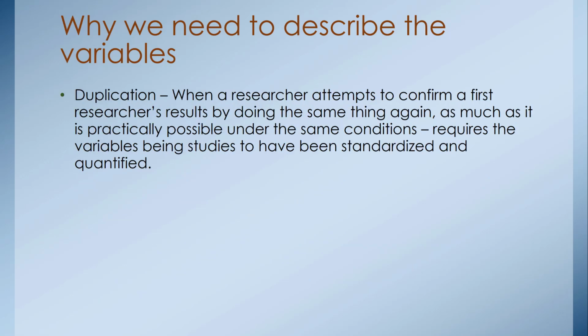And again, we go back to duplication. We talked about being able to duplicate studies as opposed to replication, but duplication means that we want to confirm a first researcher's results by doing the same thing again as much as it's possible under the same conditions. And to do that, we actually have to have that standardization and quantification of the variables. Otherwise, we're not duplicating, we're not measuring the same thing if we're not using the same standardized, quantified measurement of the variable that the first researcher did. All of these go together to demonstrate why we need to measure variables.